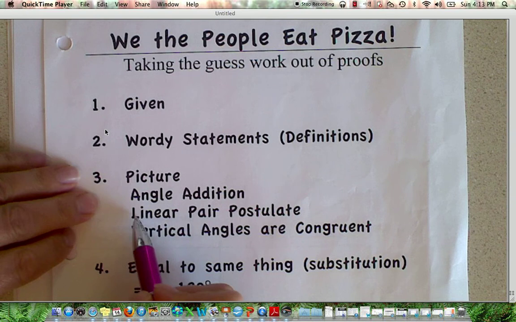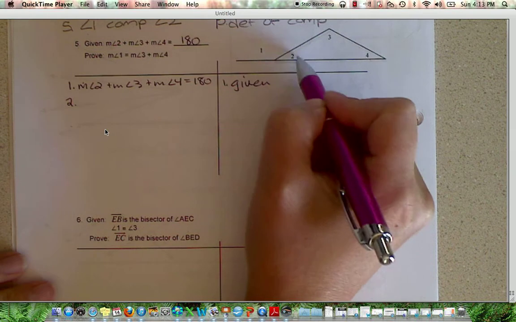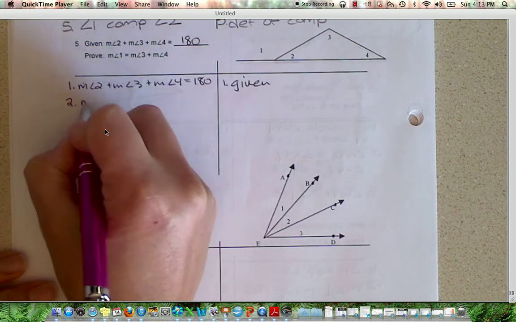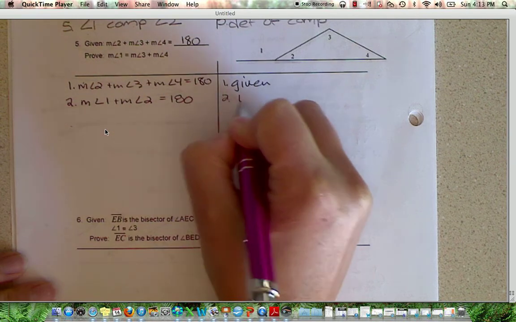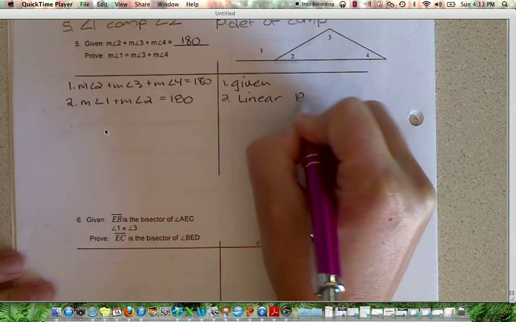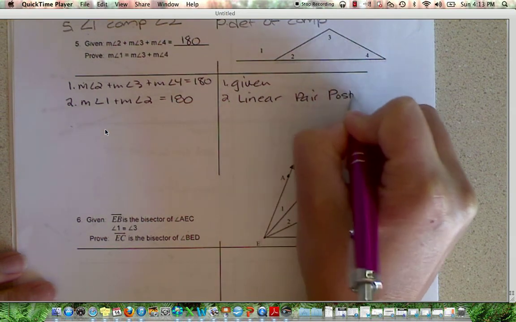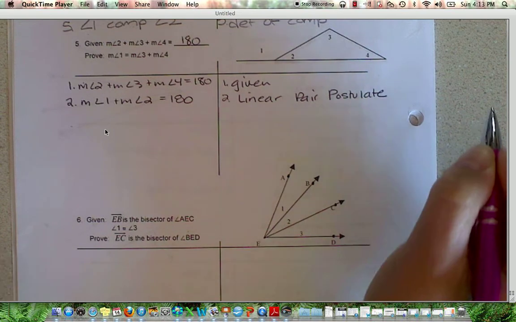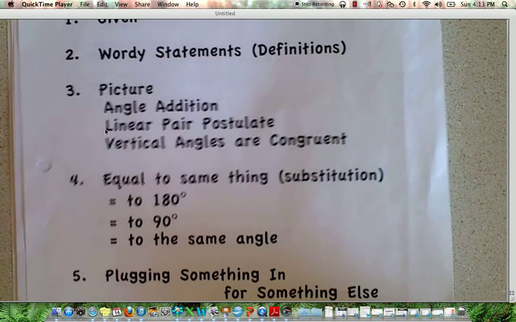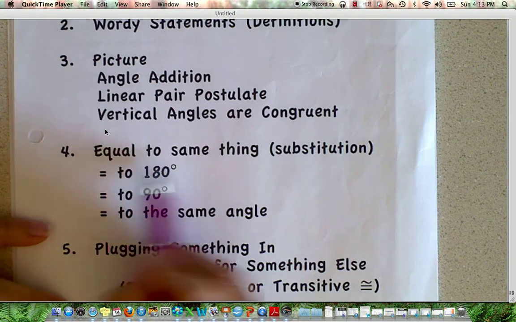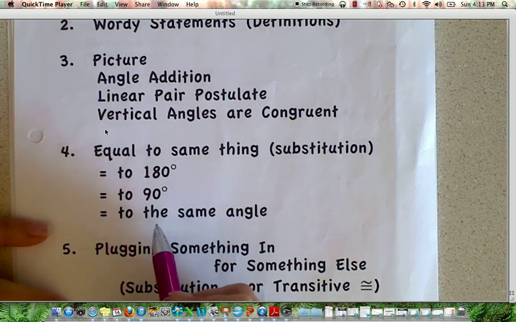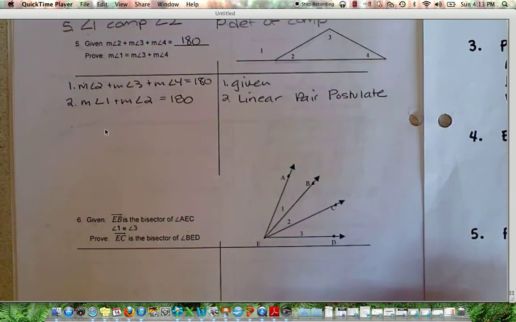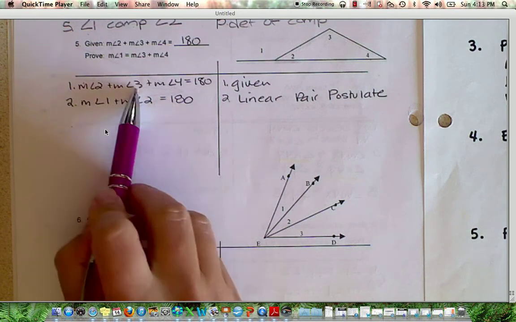Do we see angle addition, linear pair postulate, or vertical angles are congruent? And we do have a linear pair postulate going on here. So we can say the measure of angle 1 plus the measure of angle 2 equals 180. That's linear pair postulate. And now we can move on down to step 4 where it says equal to the same thing. Do we have two things equal to the same thing, either equal to 180, 90, or the same angle? Let's look. Well, both of these are equal to 180.